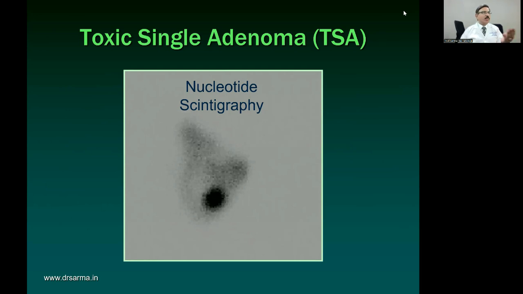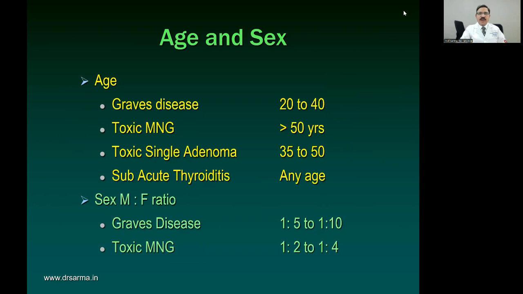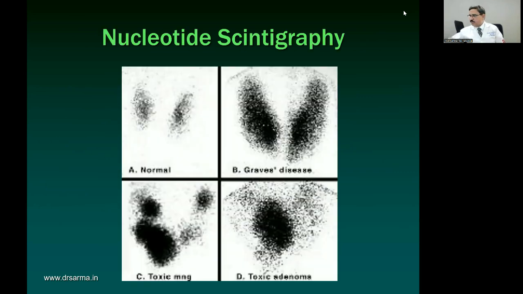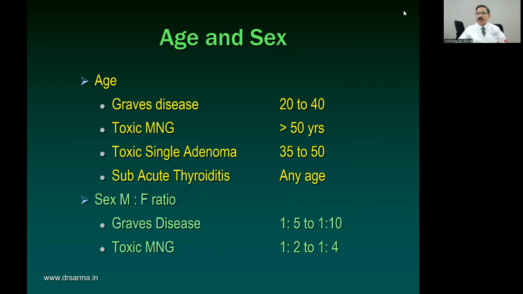Very easy. The moment a picture is given, you will show. Now I will show you all the 4 pictures in one go. The moment the image is given, you should be able to identify what it is. Normal thyroid, Graves' disease, TMG, toxic single adenoma, SAT, radioiodine uptake will be normal. Subacute thyroiditis, radioiodine uptake will be normal. This is how the scan will look.